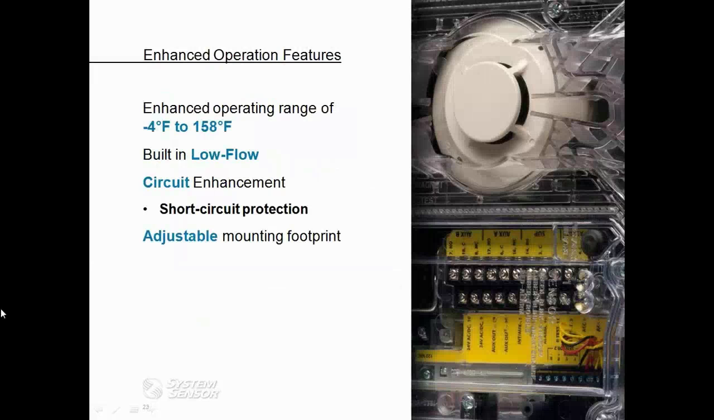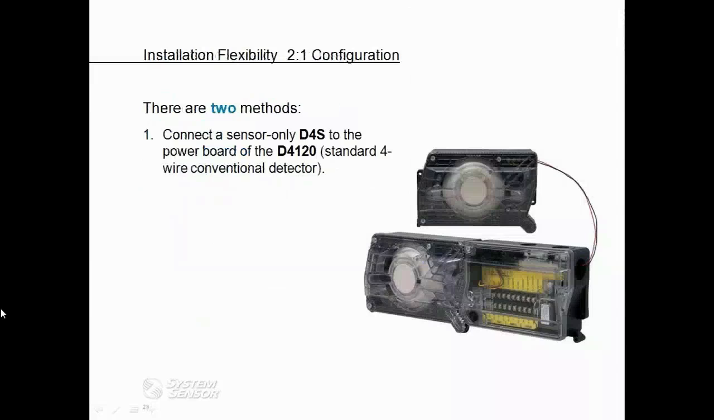System Sensor duct smoke detectors also offer an adjustable mounting footprint to allow the detector to be installed in a rectangular or a square configuration or anything in between. Another feature is the option to monitor a second sensor from a single power board. This is perfect for situations where supply and return duct smoke detectors are required.